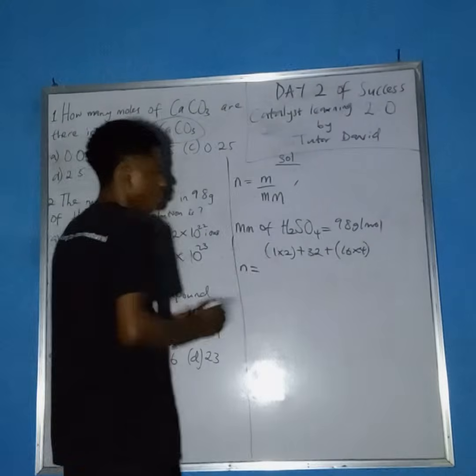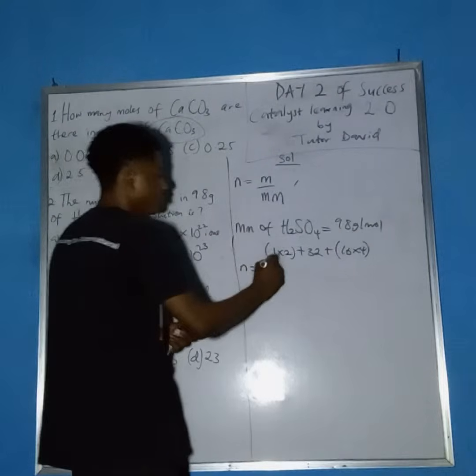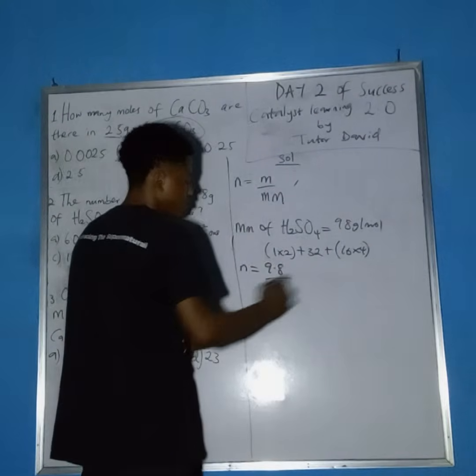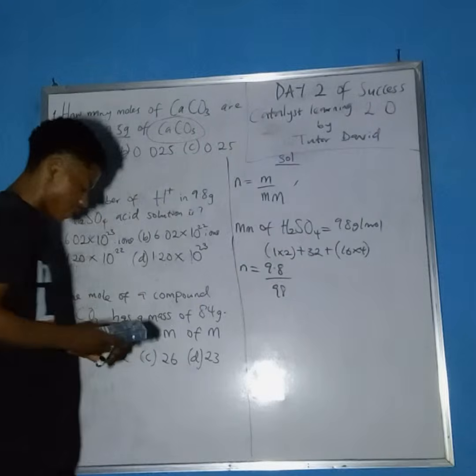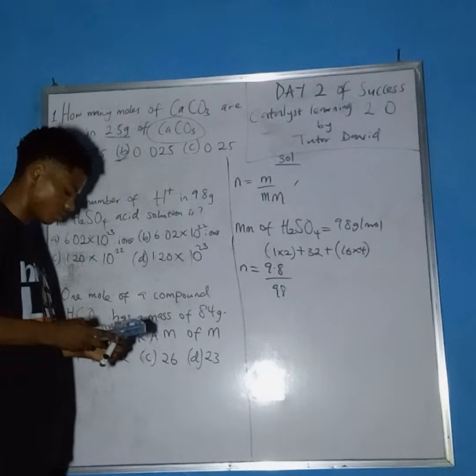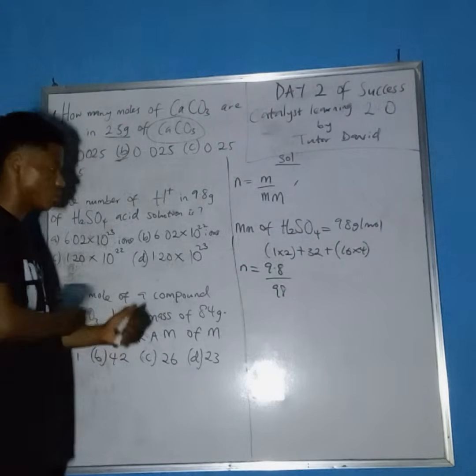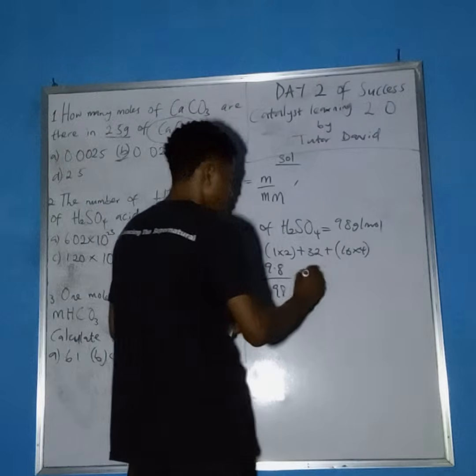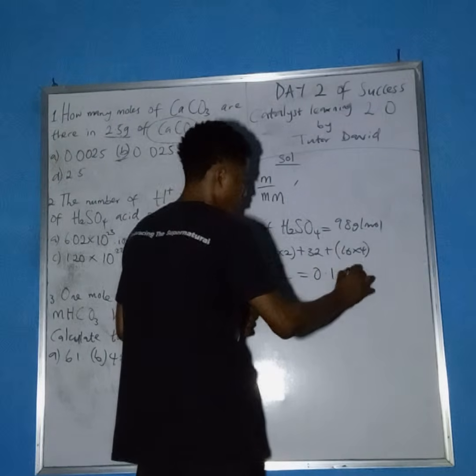So the number of moles equals mass over molar mass. Mass is 9.8 grams over 98. If you do that, 9.8 divided by 98 gives us 0.1 mole.